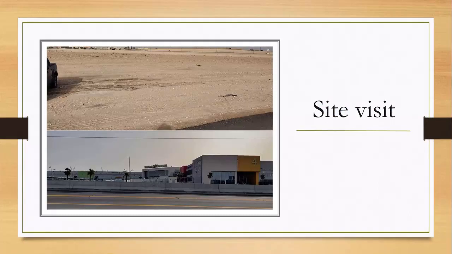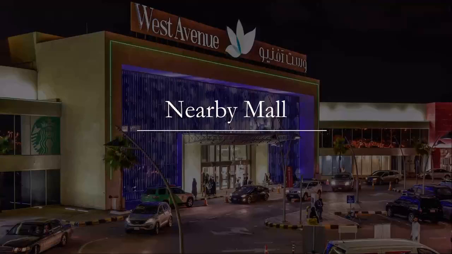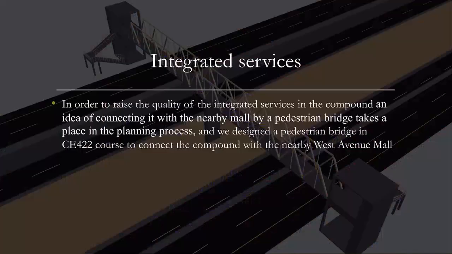Also, we visited the land, and one of the great things about this land is that there is a nearby mall, and it is one of the reasons why we chose this land. But the problem with the nearby mall is that there is an obstruction in the middle between the land and the West Avenue Mall. And we found a solution for this problem. In the steel design course, we designed a pedestrian bridge to connect the residential compound to the West Avenue Mall.